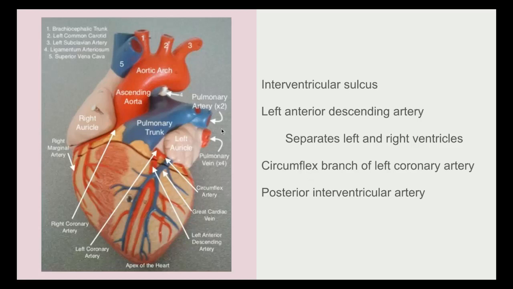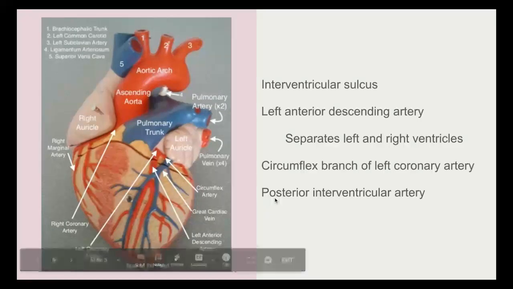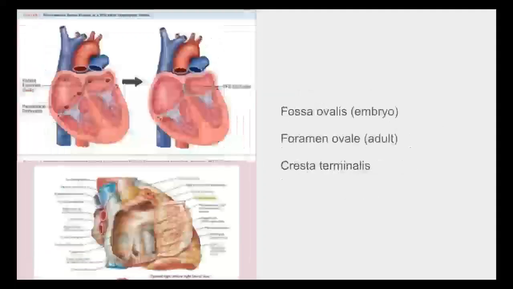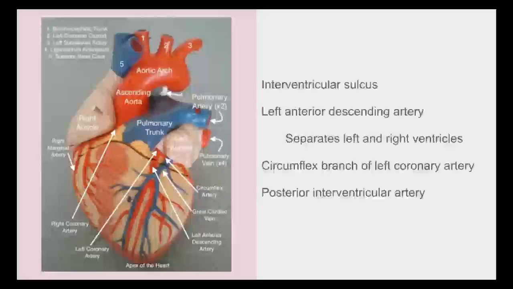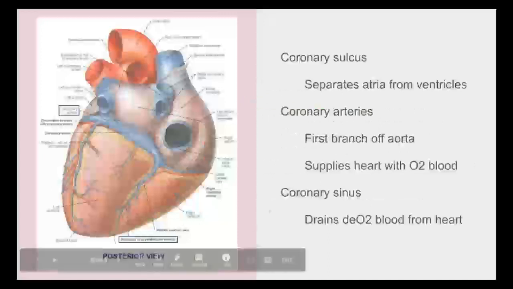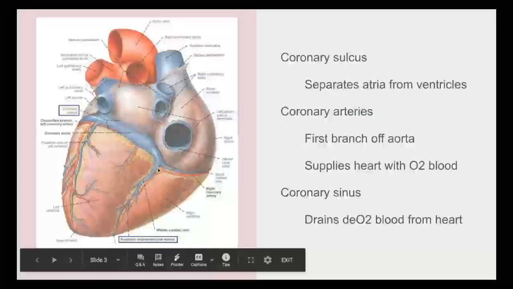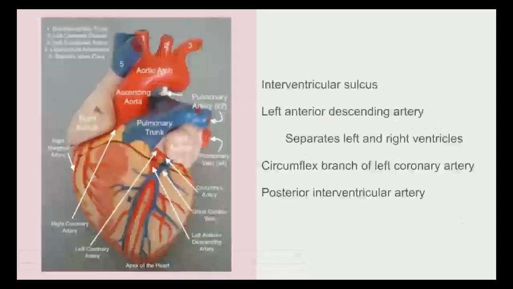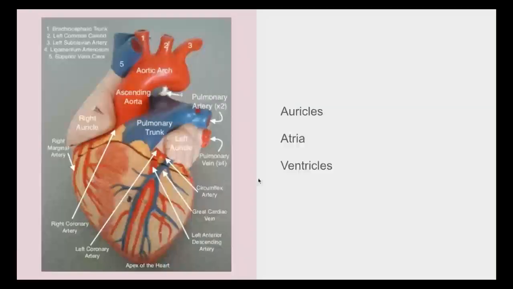Okay. And then the posterior interventricular artery. I'm going to flip really quick to a posterior photo. Oh gosh, do I not have one? I know I do. Okay, so the posterior interventricular sulcus is there, and the associated artery would be running right through there. Okay, sorry about that.